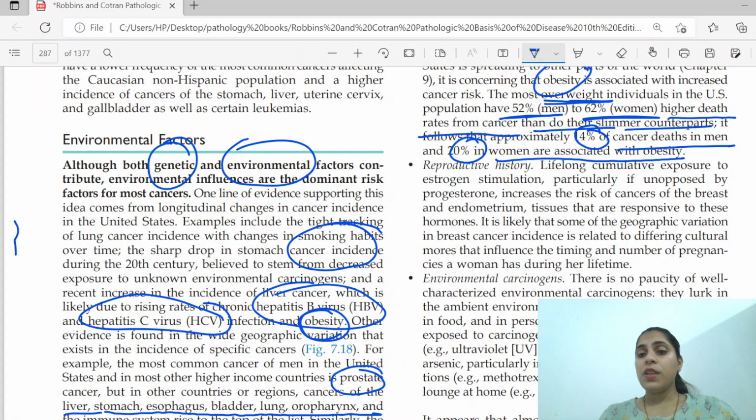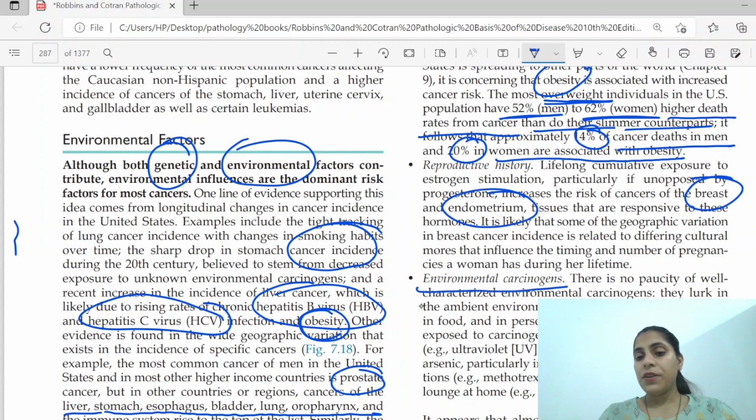Then reproductive history. If a woman has not had multiple pregnancies or even a single pregnancy, she has a very increased exposure to estrogen throughout her life. And if she has been exposed to estrogen with unopposed progesterone, there is an increased risk of breast and endometrial malignancy.